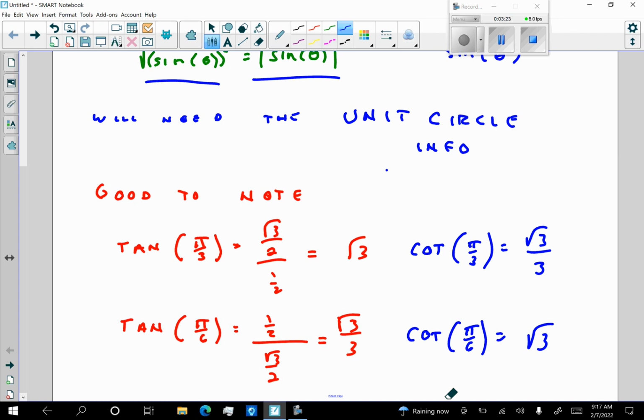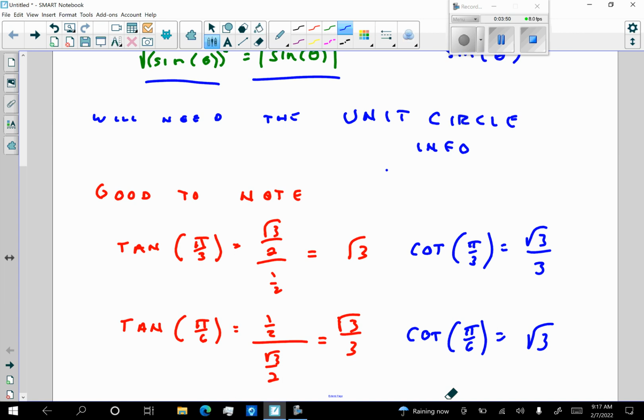I'm not going to write this down, heavens to Betsy. The tangent of pi over 4 is 1. The tangent of 3/4 pi is -1. The cotangent of pi over 4 is 1. The cotangent of 3/4 pi is -1. So it's important, that's why I didn't put those down there.